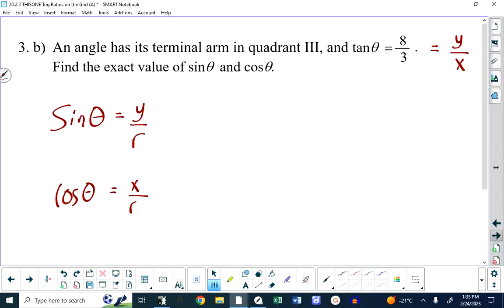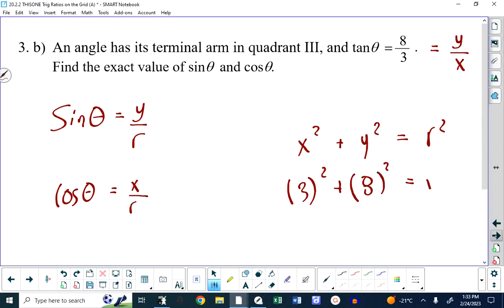So I'm going to use x squared plus y squared equals r squared. So I'm going to have 3 squared plus 8 squared equals r squared. I don't think we're going to get a perfect square this time. So we're going to have to talk about what to do with that. We don't want to write decimals. Decimals are for, you know, maybe 10C or 20-2 where we're looking at more applications. Here we're looking at pure math.